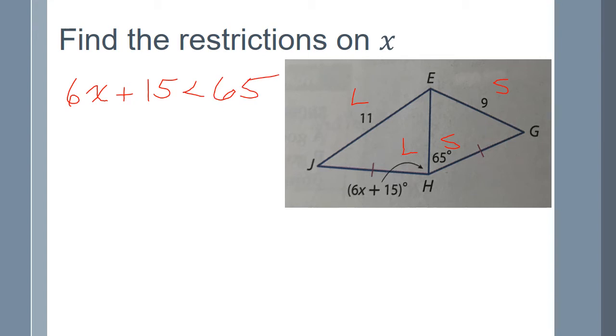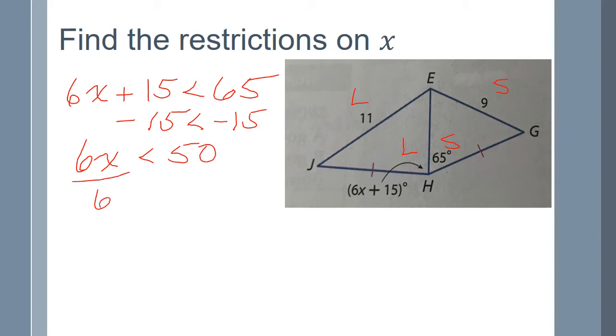So now we're going to do our algebra, and we're going to say that 6x, so we're going to subtract 15 from each side, and we end up with 6x is less than 50. We're going to divide each side by 6, and we're going to have that x is less than 25 thirds, because we're going to reduce that. Okay, so that's one part of this.